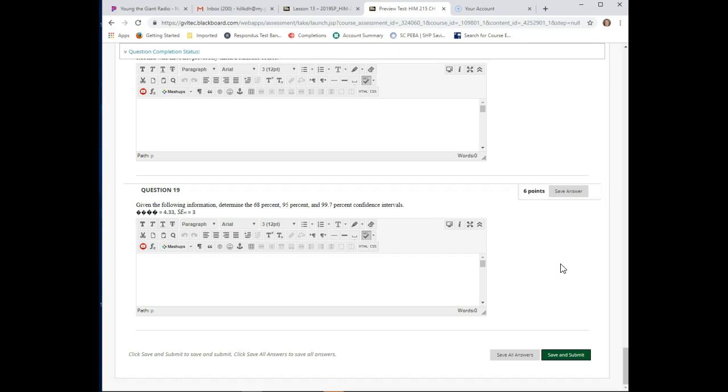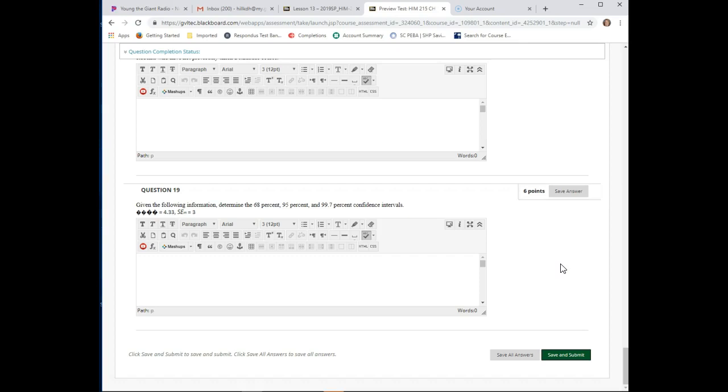So to get the 68%, I want to see the math on this. Make sure you do this with the math, because I want it to look like what's in your book at the bottom of page 310 and the top of page 311. You're going to take the 4.33 and subtract the standard error of the mean of 3, and that's going to give you a figure.